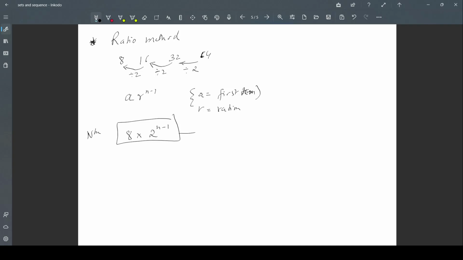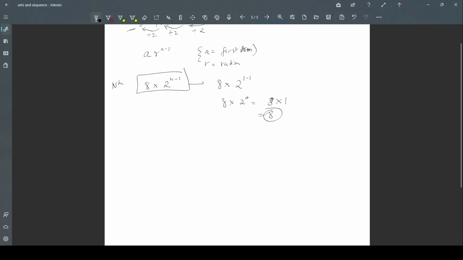Now if we put the value of n as 1, 8 into 2 to the power 1 minus 1, which is 0, right? So 2 raised to power 0 is equal to 1. Anything raised to power 0 is 1, right? So we get the first term, that is 8 over here. Let me give you one more example quickly.